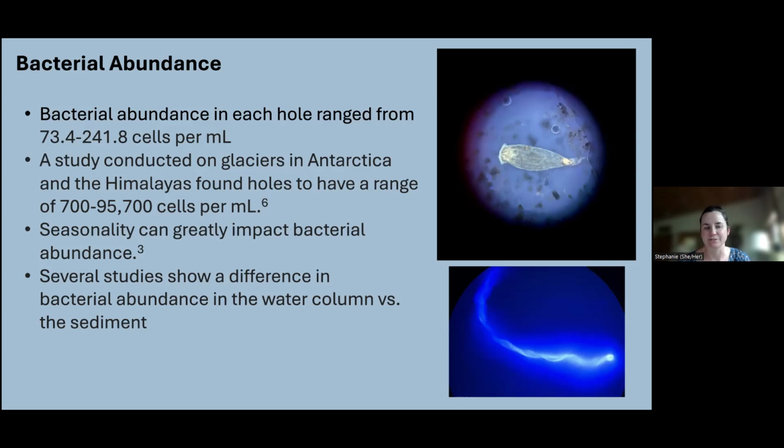It's Alaska, so there's not a lot of sun yet, whereas the study done in Antarctica and the Himalayas was done in September. So they had a whole summer season of sun, and each of the holes is its own little ecosystem. There's no input or output. So, the whole summer is a lot of time and sunshine for things to happen. That could potentially be a reason why my bacterial abundance was so low.